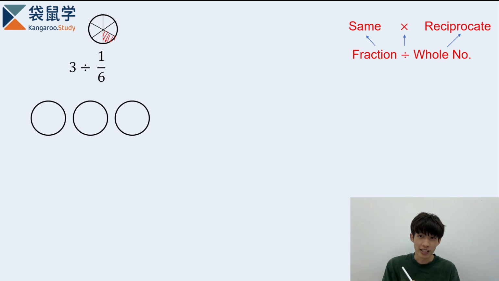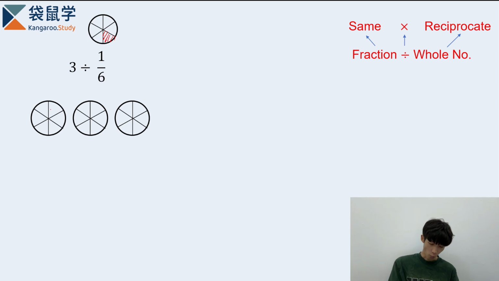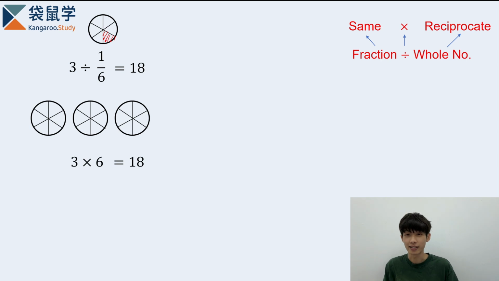You may realize we need to cut each of them into 6. And let's try to count. 1, 2, 3, 4, 5, 6, 7, total of 18. So I can eat 18 days. Or, in another way, from this one pie alone, how many days can I eat? I can eat 6 days. So we have a total of 3 pies, so a total of 3 times 6, also equal to 18.